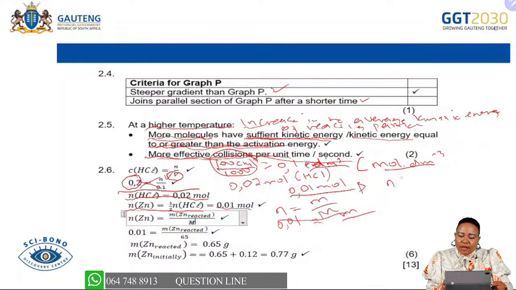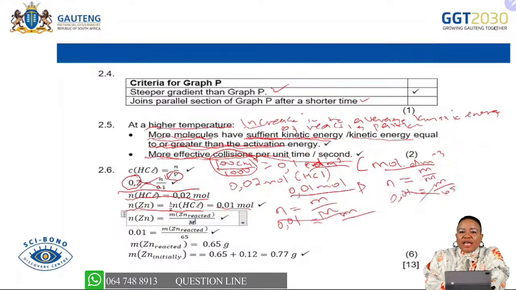It's going to be n = m over M, which is 0.01 = m over 65. So where is the 65 coming from? The 65 is coming from the periodic table because this is the atomic mass of zinc. And then we are going to find the mass of zinc, which is going to be 0.65. So the 0.65 is the mass of zinc that reacted with hydrochloric acid.